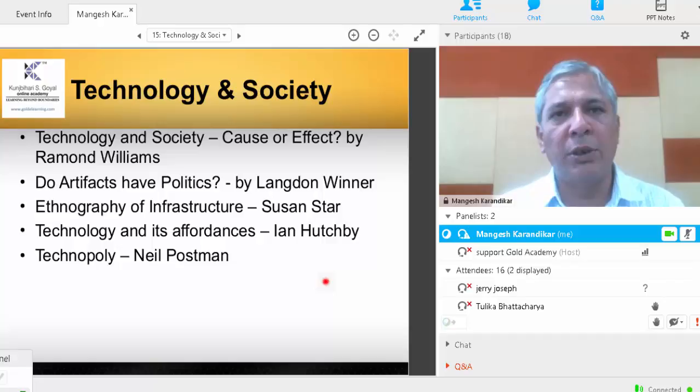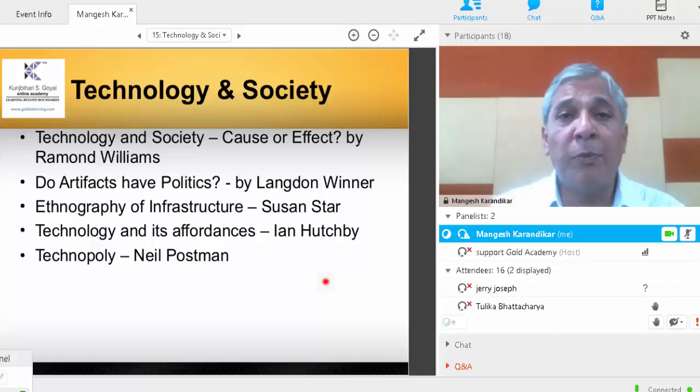Which is why we ask whether it is a cause or an effect. That is a question that you have to answer in your answer books. I'm not going to answer all the questions. So is it a cause or an effect is something that you have to think about. Do artifacts have politics? They do. If you read that paper by Langdon Winner, you realize how he has shaped it up.